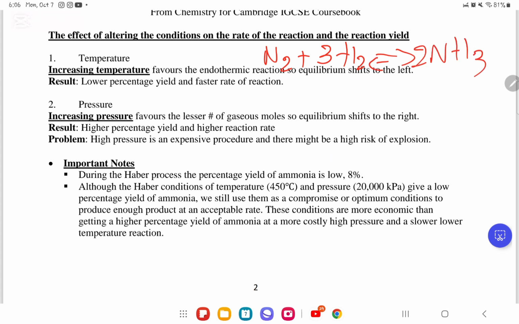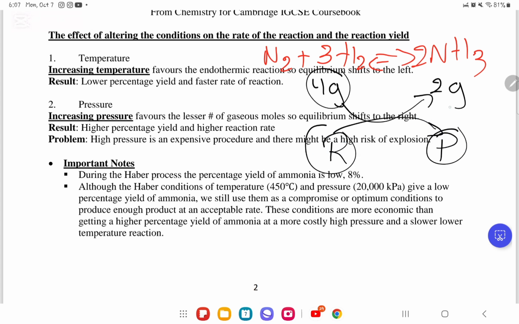Now pressure, we have again N2 plus 3H2 gives us 2NH3. Here we have 4 gases, here we have 2 gases. So if we increase the pressure, definitely the side with more gases is going to give to the side with fewer gases. So our reactants are going to give to our products. Since the reactants are giving to the products, what's happening? It is going to be a forward or right shift.